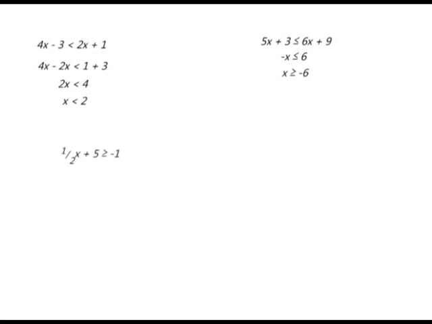Lastly, I have x over 2 plus 5 is greater or equal to minus 1. We take 5 to the right hand side and we remain with x over 2 is greater or equal to minus 6. To remain with x, we multiply both sides by 2. And so we shall have x is greater or equal to minus 12. Notice that the sign does not change because we have multiplied by a positive number.